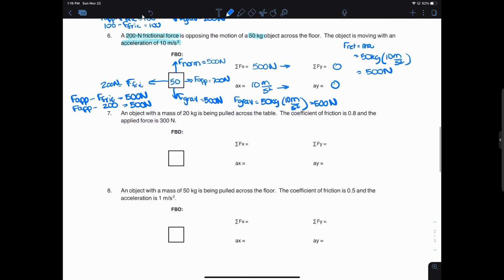Okay, and that is it, because these two problems have coefficients of friction, and that is not something that we're currently covering in this class.